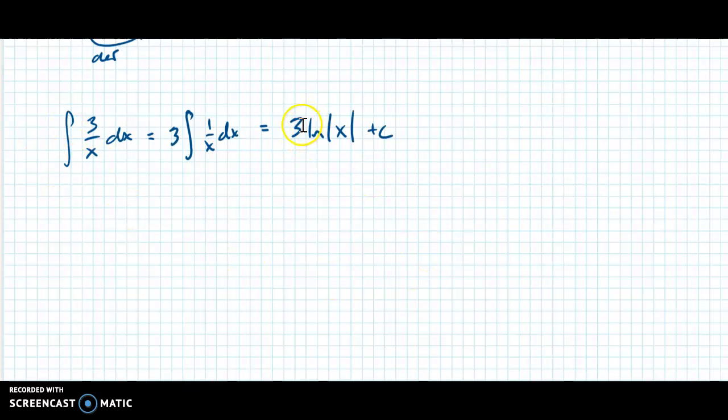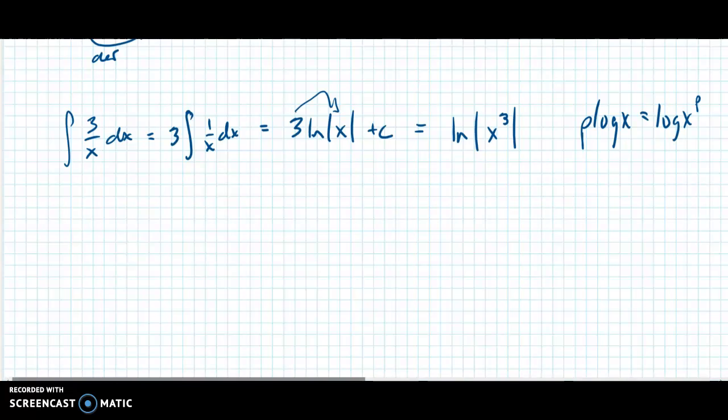Now, if this was an AP multiple choice question, the answer might show up like this, but it might also show up in another form. Do you know what I can do with that 3? It's a rule called the P log rule. If you know what I'm talking about, you should say, oh yeah, ln of x cubed, because we can drag this guy in and make it a power. P log of x is log of x to the p. P log rule.